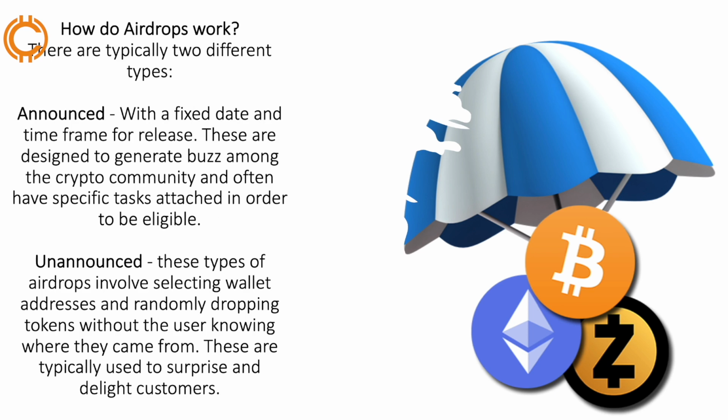There are typically two different types of airdrops. You have announced airdrops. With a fixed date and time frame for release, these are designed to generate buzz among the crypto community and often have specific tasks attached in order to be eligible. Then you also have unannounced airdrops. These type of airdrops involve selecting wallet addresses and randomly dropping tokens without the user knowing where they came from. These are typically used to surprise and delight customers.